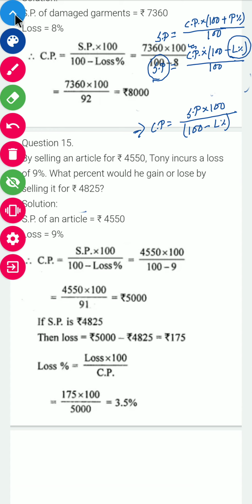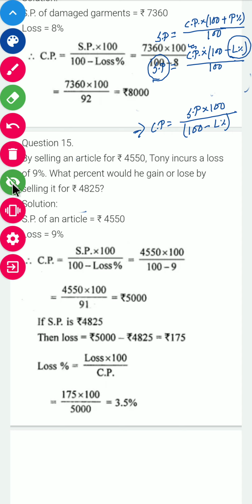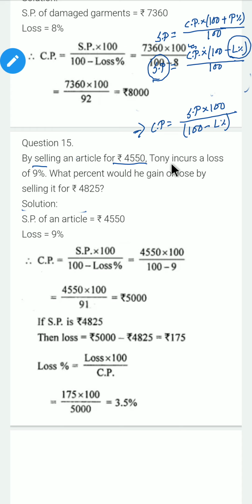Next problem is given. By selling an article for this much rupees, here also selling price is given, Tony incurs a loss of 9%. That means loss percentage 9% is given, and what percent would he gain or loss by selling for this much rupees? So if he sells that same item for this much rupees, how much percent he will get loss or profit? You have to find out that.